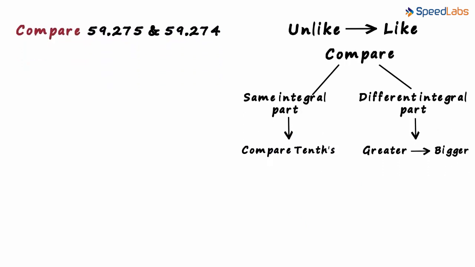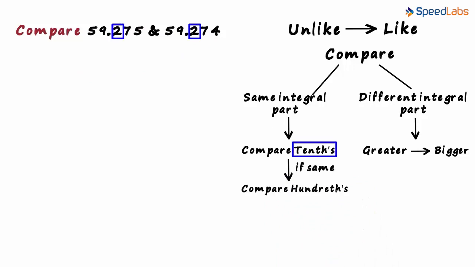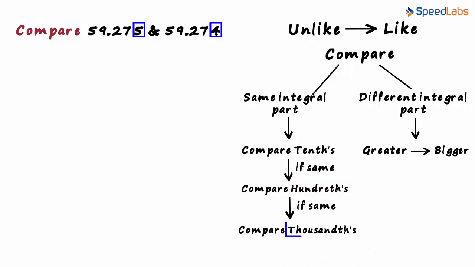What do we do next? Simple. If the digits in the tenth place are the same, we compare the digits in the hundredths place. But wait, the digits in the hundredths place are also the same? If the digits in the hundredths place are the same, we compare the digits in the thousandths place.